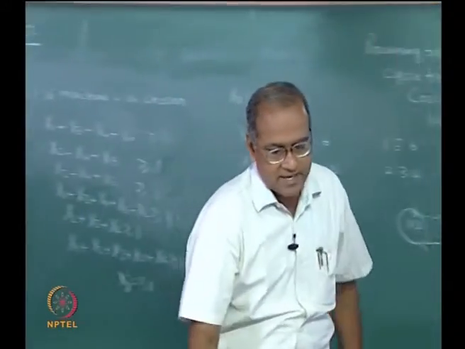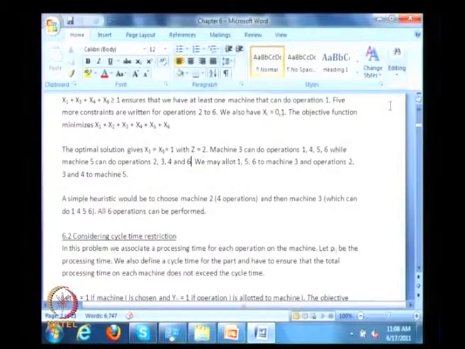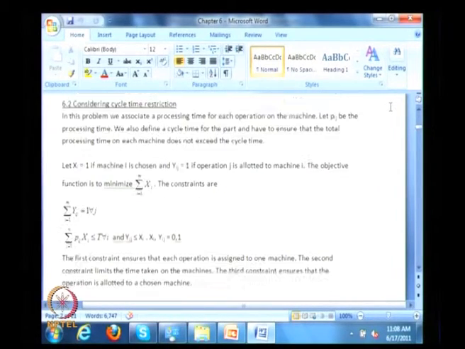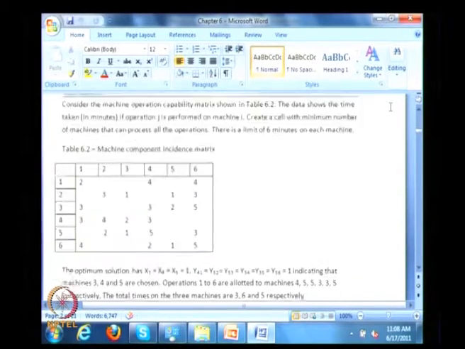So, let us look at the next one, which is considering a cycle time restriction. So, this is our incidence matrix, which has cycle times. So, when we do a cycle time restriction, the formulation changes.